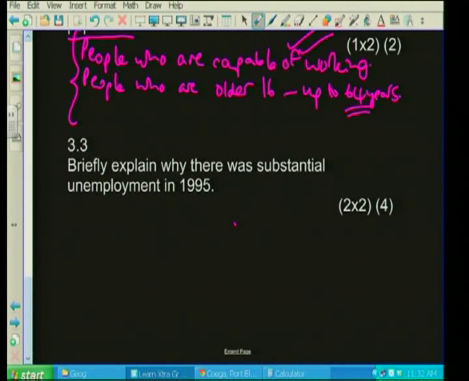Question 3.3, briefly explain. Remember, the keyword is explain here. Question or task words are very important. If you don't understand what is being asked of you, the chances are you're going to answer incorrectly. So make sure you understand the question or the task word of what you need to do. Briefly explain why there was substantial unemployment in 1995.